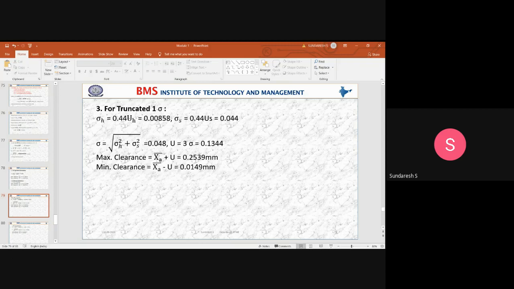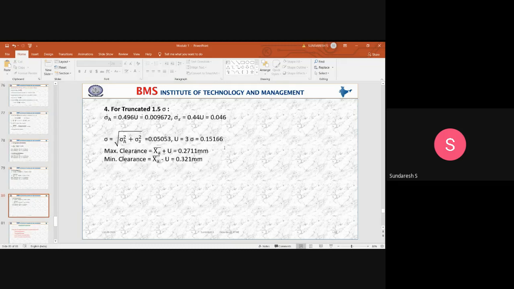Were you able to get the answers? Yes, sir. Right. Shall I move to the next one? Yes, sir. Okay. Next, the last one is for truncated 1.5 sigma. So this is sigma H equal to 0.496 US, UH and US. Correspondingly, you can make it as US and UH over here. Substitute and get these things done. It is 0.496 into 0.02.